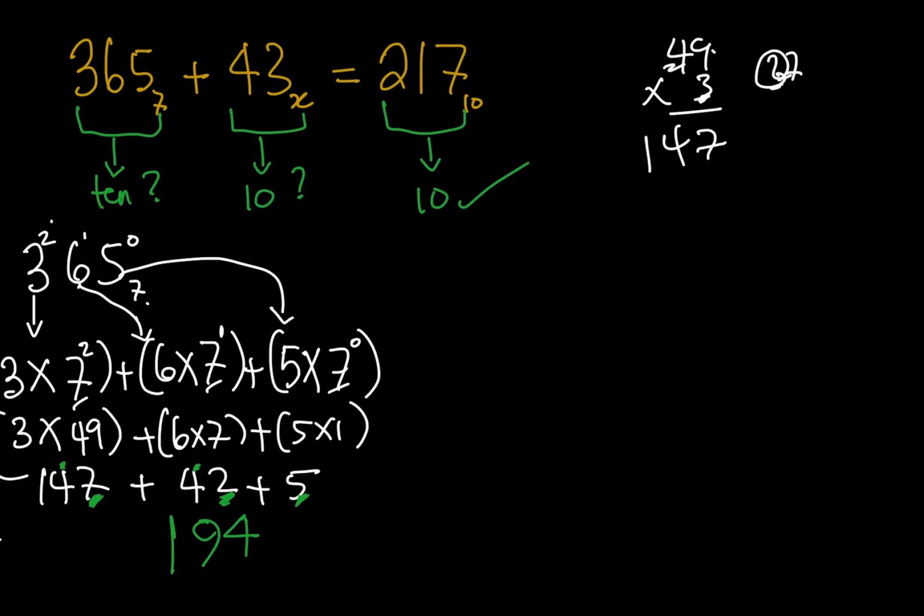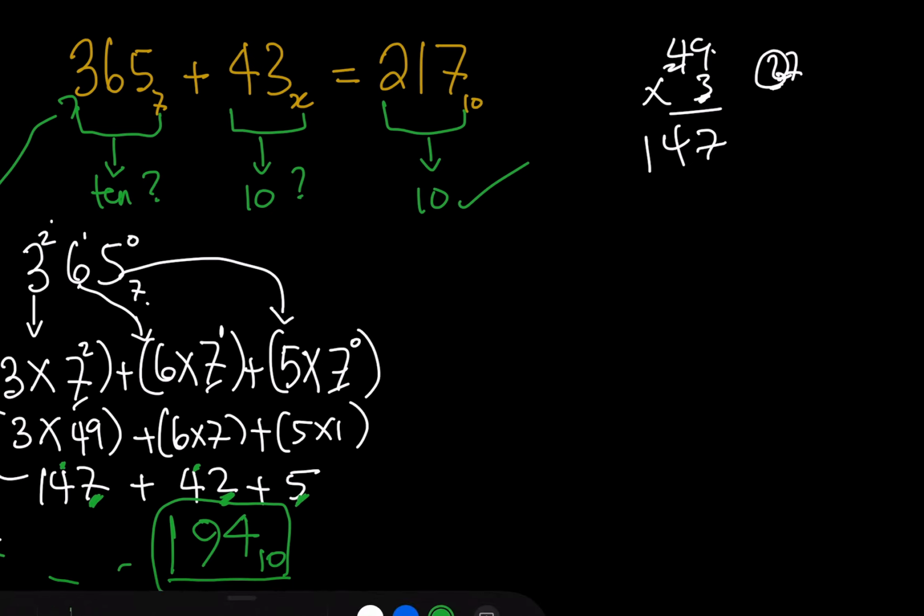And this is in base 10. 194 is going to be in base 10. And so it means that this number is representing this 365 base 7. We've converted 365 base 7 to 194 base 10. We've done that successfully.